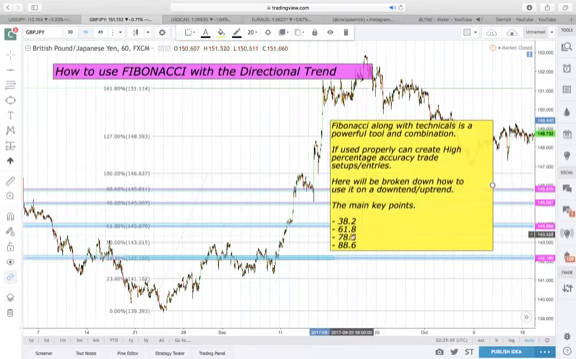Remember this: 38.2, 61.8, 78.6, 88.6. I would make sure that no matter what, along with my confirmations, I would always wait for these points, no matter what, no ifs, ands, or buts.